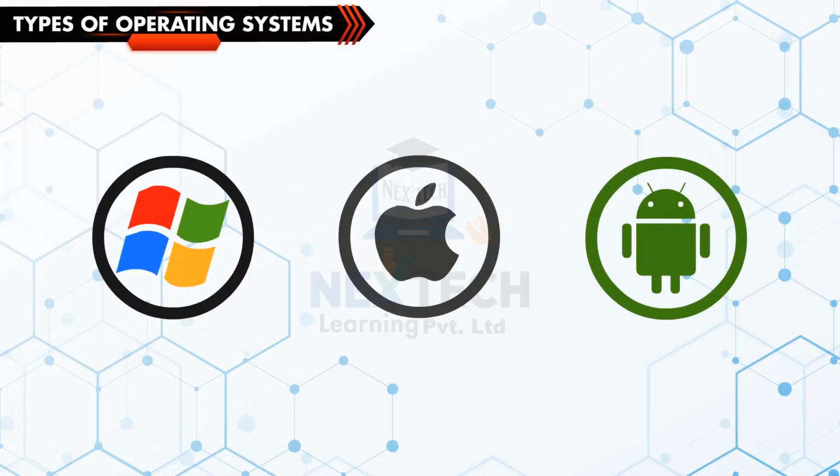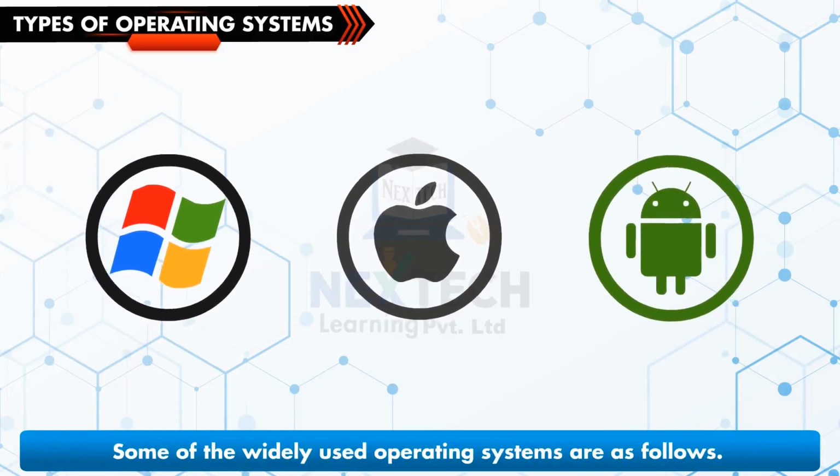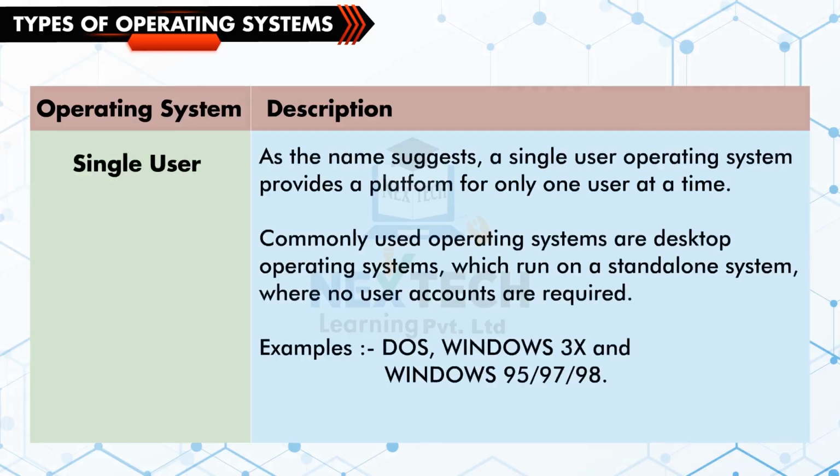Types of operating systems. Some of the widely used operating systems are as follows. Single user. As the name suggests, a single user operating system provides a platform for only one user at a time. Commonly used operating systems are desktop operating systems which run on a standalone system where no user accounts are required. Examples: DOS, Windows 3X and Windows 95, 97, 98.